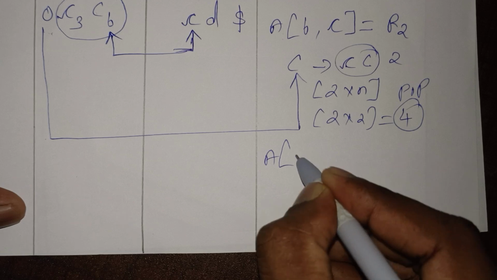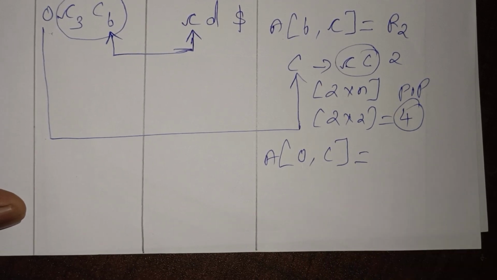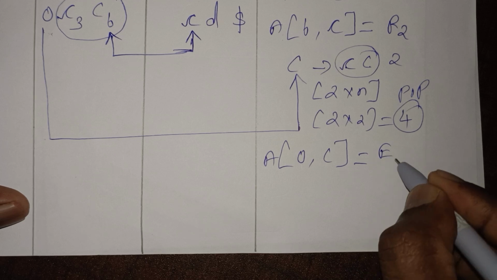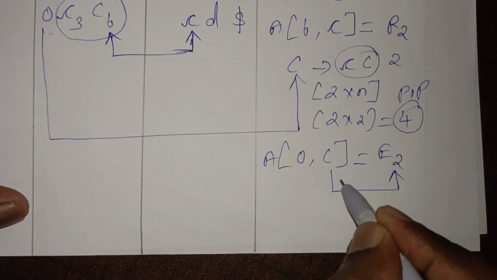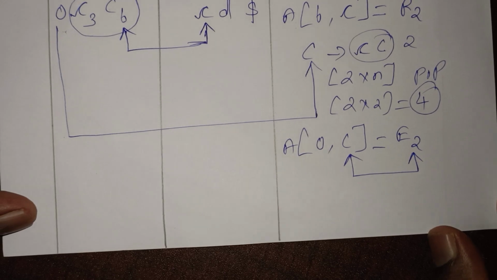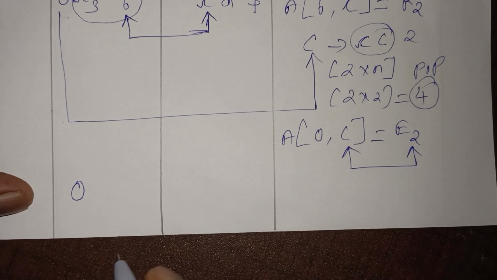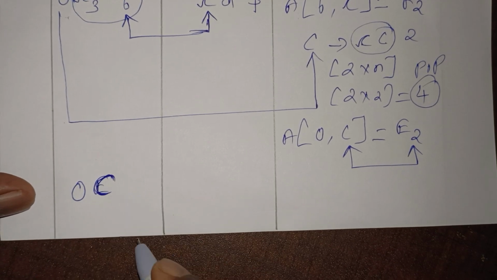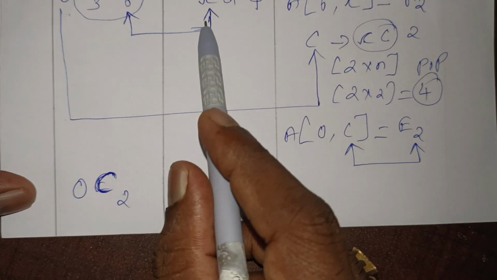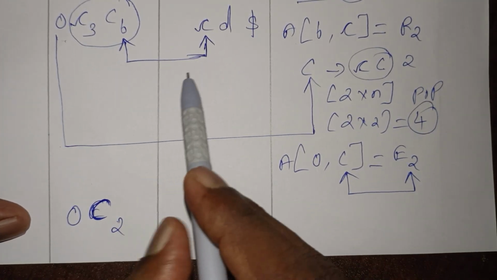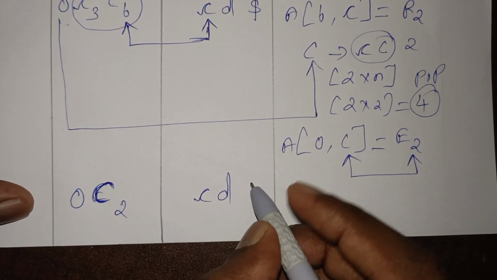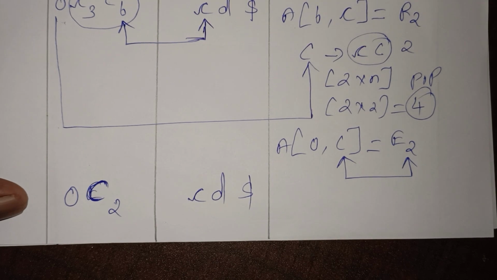So action of 0 comma capital C. The action of 0 comma capital C, we compared this with the previous parsing table. We got E2. So we need to push these two elements. So what did we get at the end? 0 is there, capital C has been pushed and 2. Now here this particular C has still not been shifted because we are only getting the reduced state whenever we are comparing. This small c d is already there and this is $.